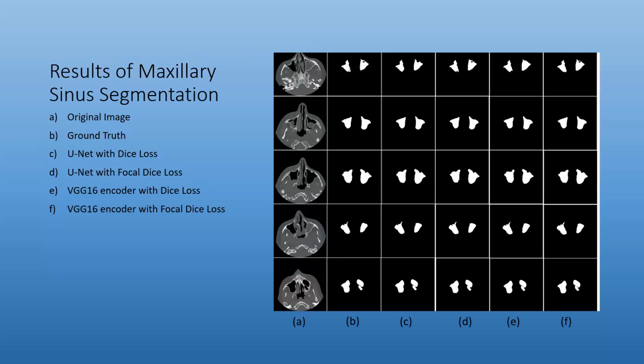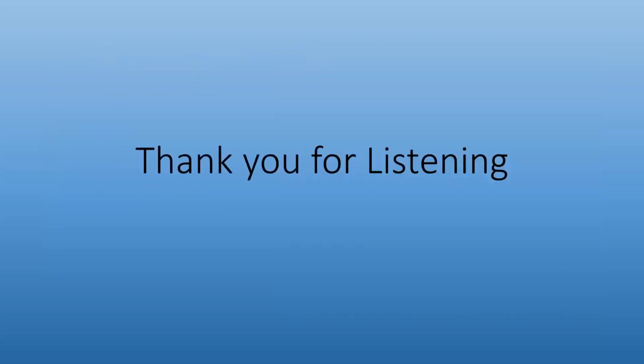Time is over. Here on this page, we see the visual results of the segmentation, and we can conclude from the visual results also that the VGG16 encoder model with focal dice loss is the best model. Thank you for listening.